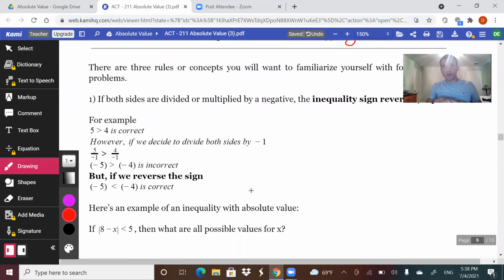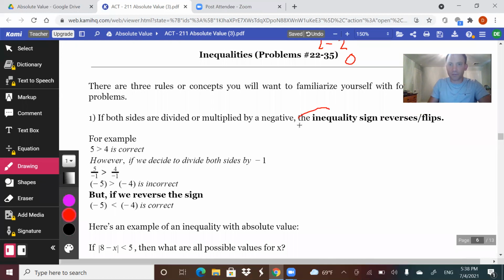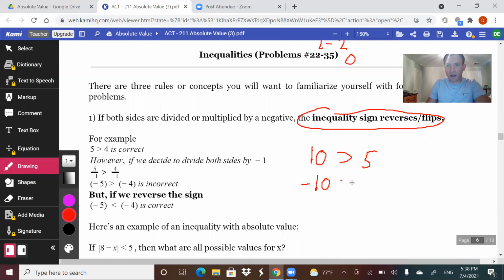First things first, on an inequality, if you divide by a negative, you have to make sure you flip the sign. That's very important. If you think about it, it makes sense. 10 is greater than 5. If I multiply these by negative 1, negative 10 is not greater than negative 5. But negative 10 is less than negative 5.